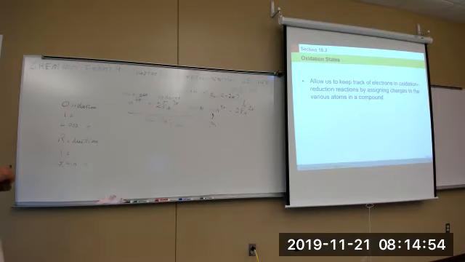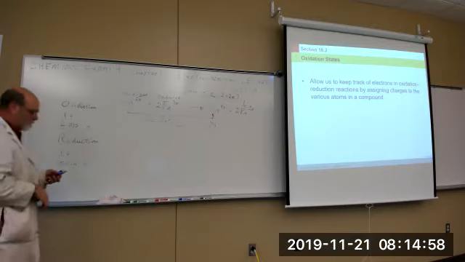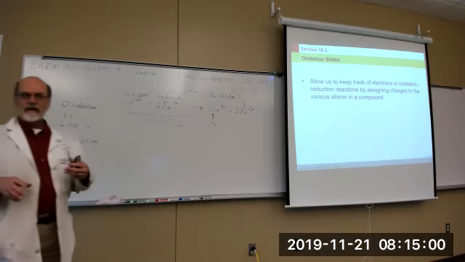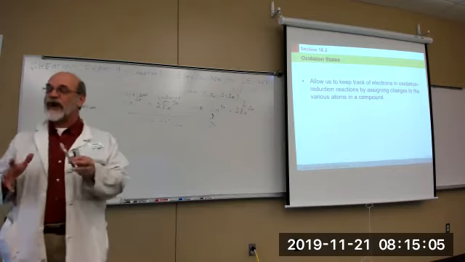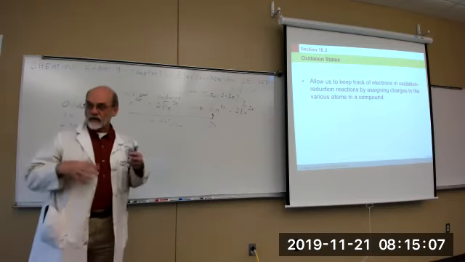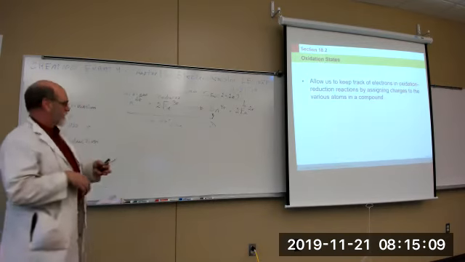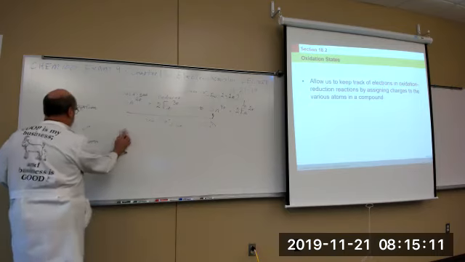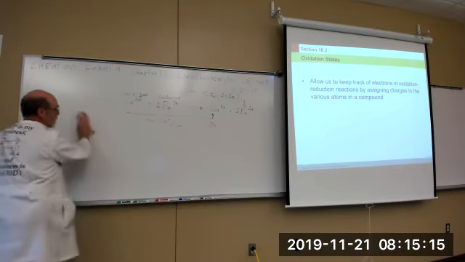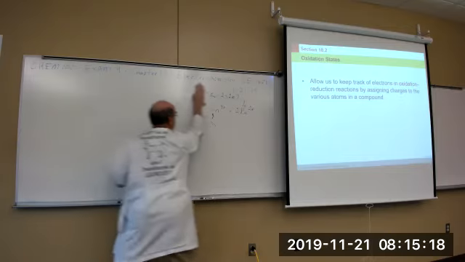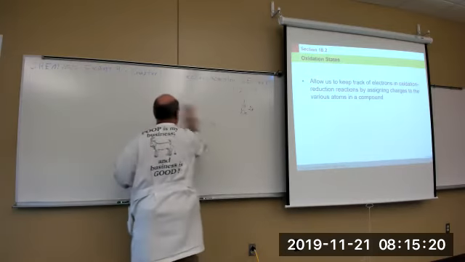Now, a short discussion on oxidation states. Oxidation state is a bookkeeping method so that we can keep track of our electrons. We know where they're going and where they left and where they're ending up. So we need some rules for how to determine oxidation states.